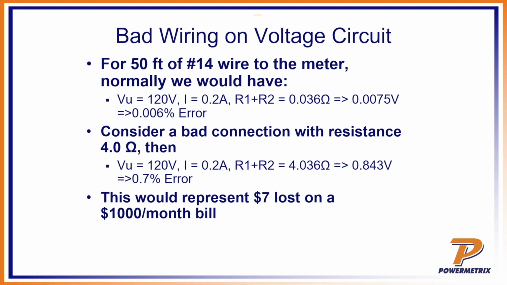Now, on one hand, you might say, well, $7 isn't much, but the reason that $7 is just a bad connection. What if you have a bad connection? How common would a bad connection be on every site? That would be a relatively common problem. It doesn't take much to have a bad connection. So what if you lost $7 on every site? That's going to add up very quickly.